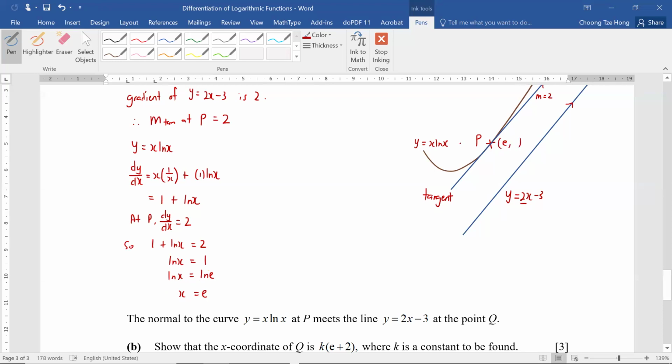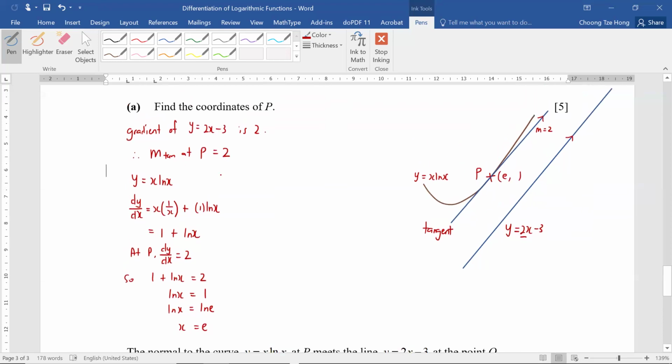Now we're going to substitute it back into the original equation to allow us to find the y coordinate. Let's call this equation 1. Substitute x equals e into equation 1. So y will be e ln e. We know that ln e is 1, so it will be e times 1, so you'll get e. In other words, the coordinates of P is going to be (e, e).